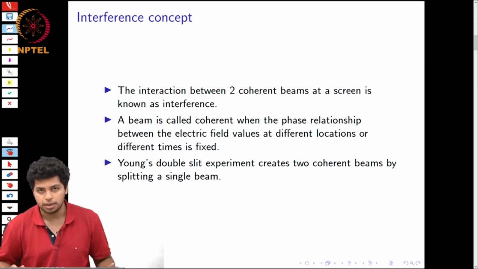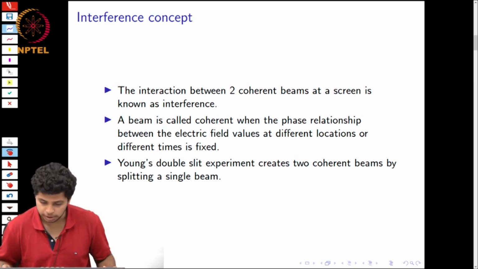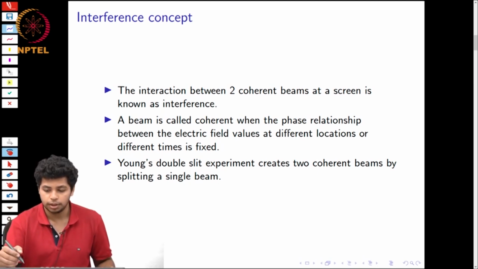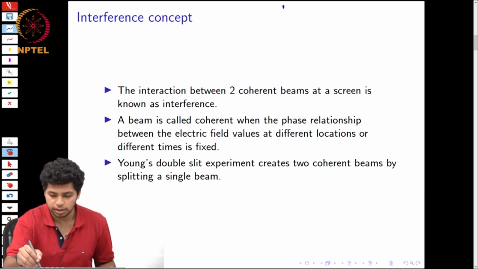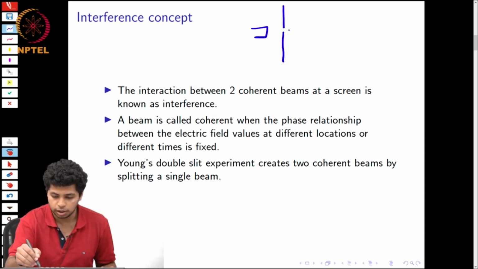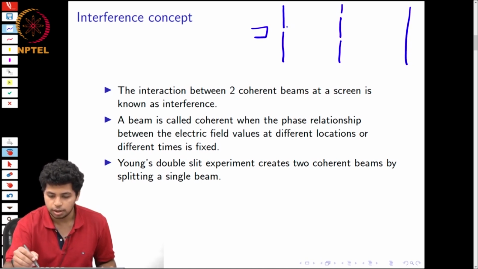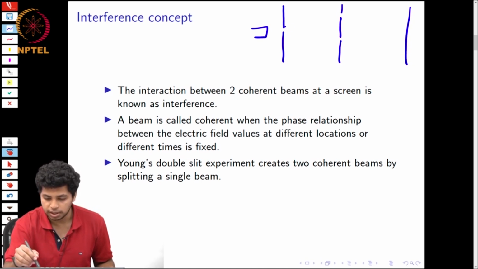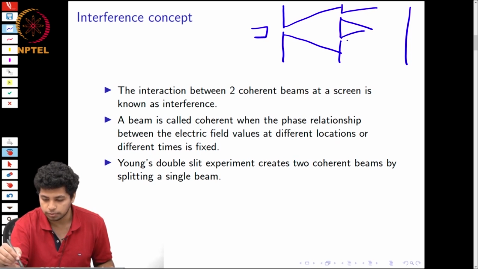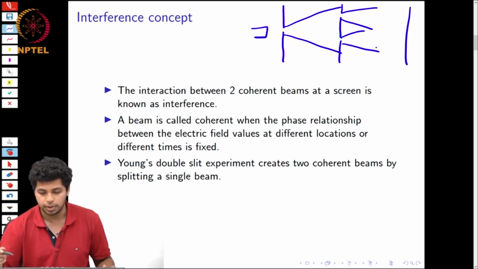Now, the best way to imagine it is in terms of a Young's double slit experiment. As you might know, in the Young's double slit experiment, we have first a screen after a source, and then we have two slits and then a screen. So, what this experiment essentially does is it takes one single source and splits it into two coherent sources. So, this is the best way to imagine it.